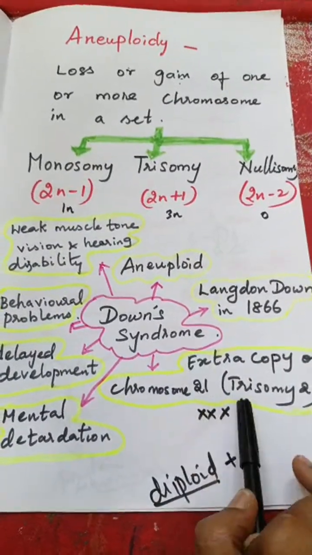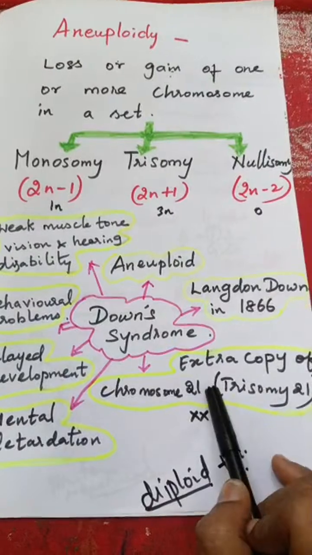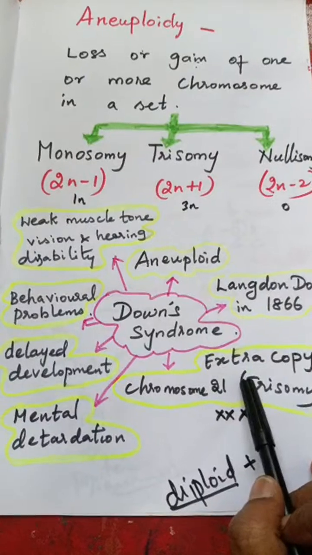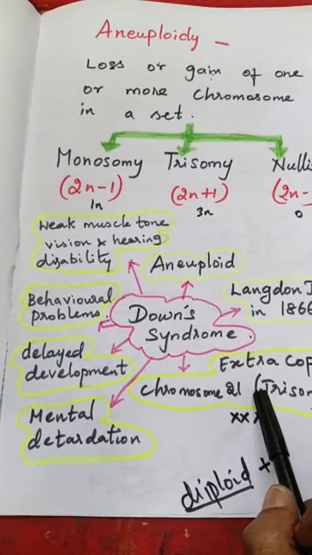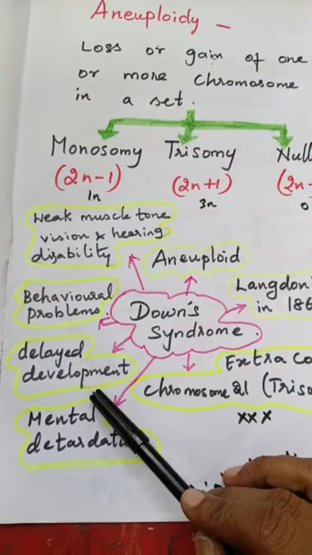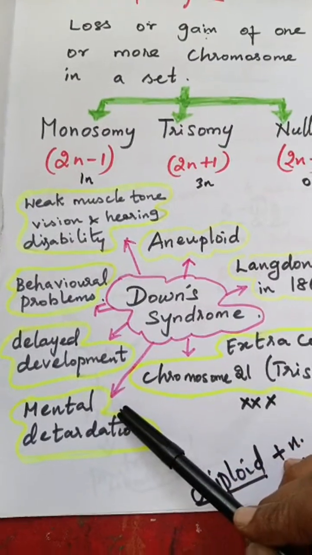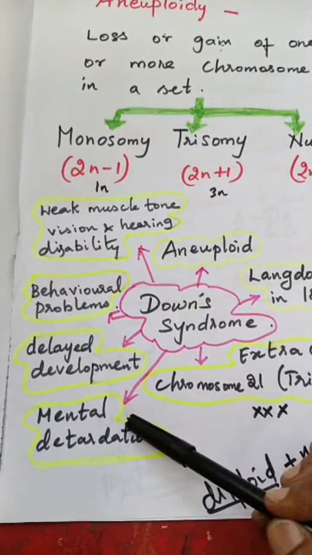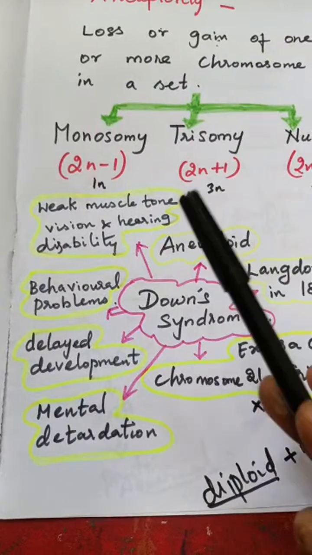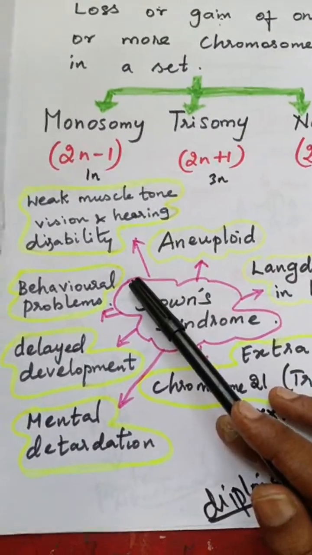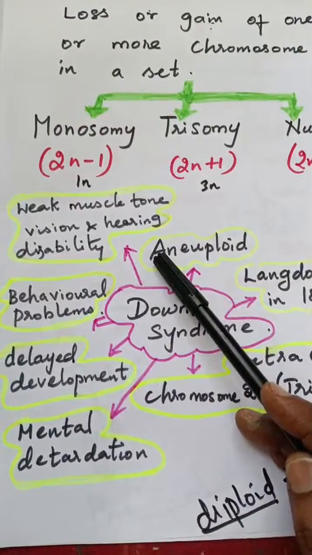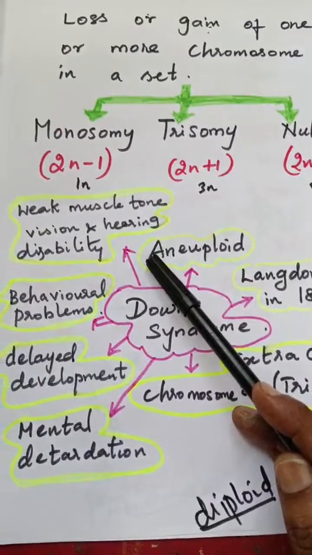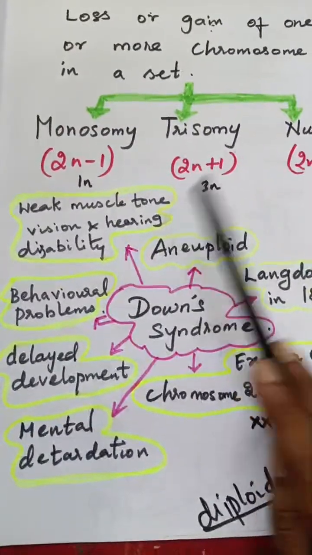Okay, here what is the condition? The 21st chromosome will have one extra copy, that is known as trisomy. The condition of Down syndrome is trisomy. It is having one extra copy. And then the children will be mentally retarded. Those with Down syndrome, with the additional chromosome 21, will be mentally retarded. Their development will be delayed. They will have some behavioral problems, and muscle tone will be very weak, and their vision and hearing are also very weak. They will have disability in the vision as well as the hearing.